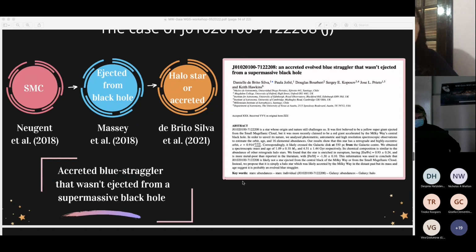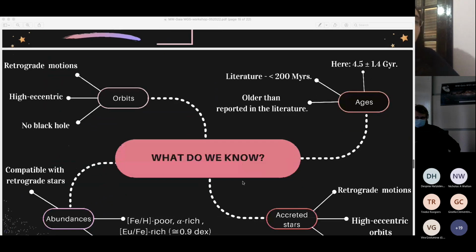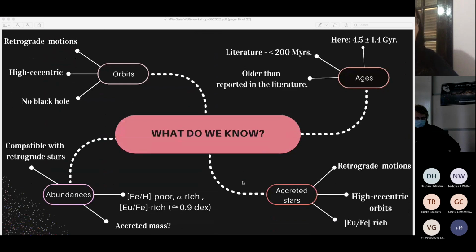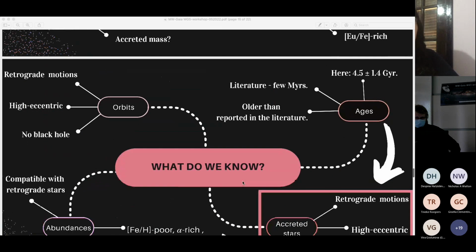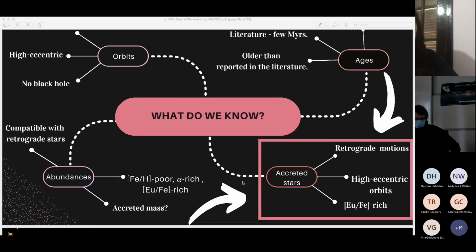So basically for this other star that we studied earlier this year, we again have information about the orbits, the abundances, and the ages of these stars. Using Gaia data, we were able to see that this star had retrograde motions and highly eccentric orbits. That was something different from the previous works in the literature. Also, this star was rich in europium, which is quite interesting because other works in the literature studying accreted stars, and in particular stars from Gaia-Enceladus, found that these stars might be enhanced in europium.